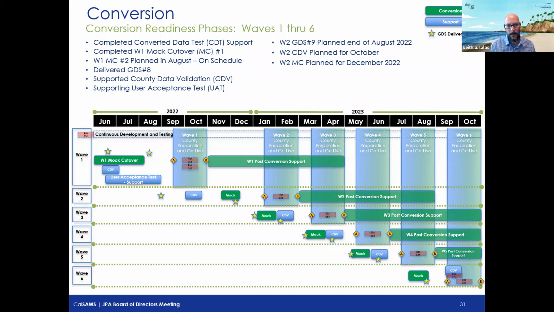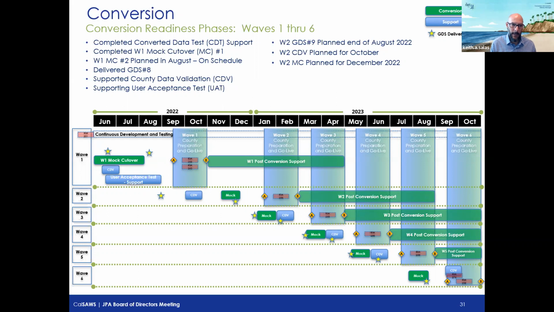We may have spoken on a golden data set. We refer to it as GDS. What that represents is converted data on schedule for the project. We started this a long time ago. We did it for the C4 counties as we were going live. We want to present a schedule to our project that we would be providing converted data on a regular schedule.